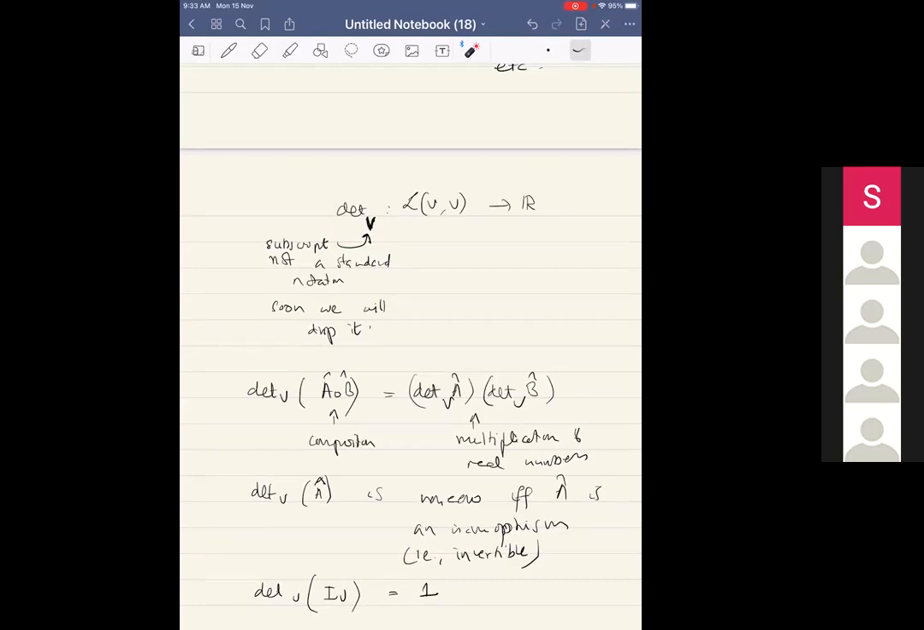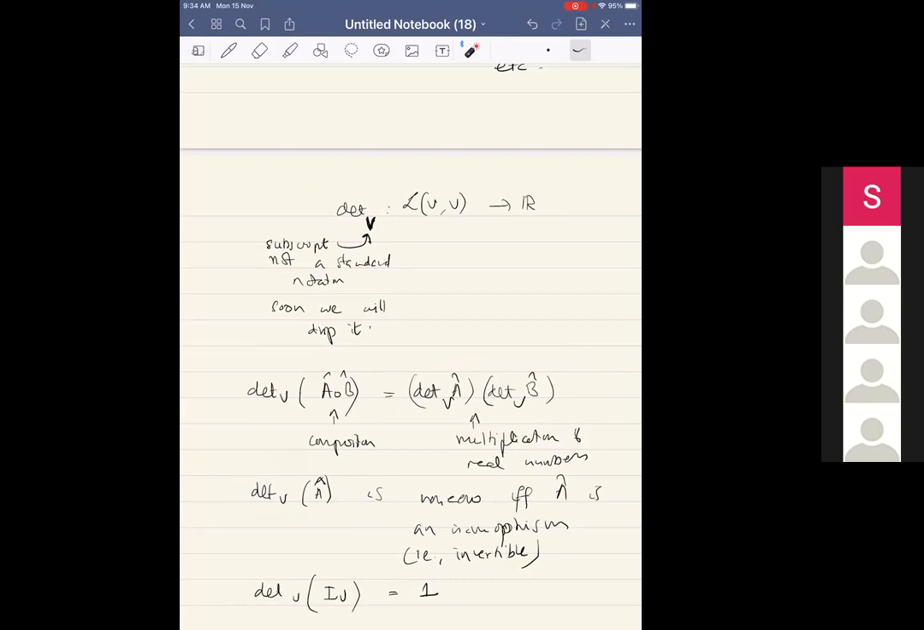And I have not yet defined this object, this function det V, but it will have exactly the same properties that our old friend det had. Namely, if I take two linear maps from V to V and compose them, the corresponding determinants multiply. This is non-zero if and only if the linear map is invertible.